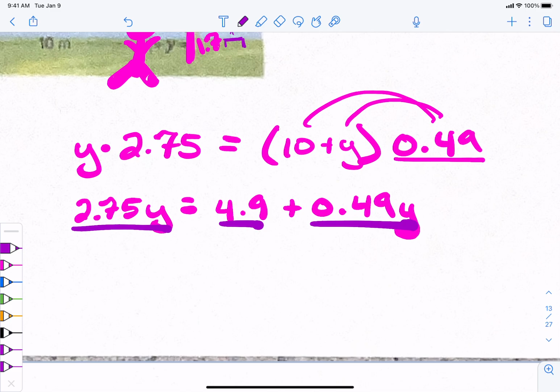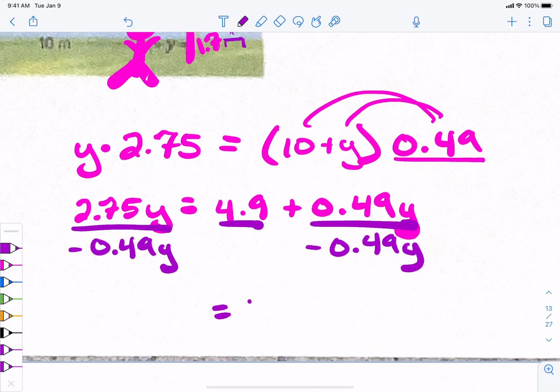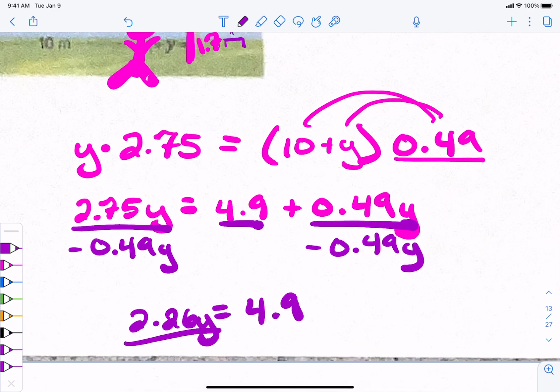Subtract that one, and then 0.49Y. 4.9 goes here. 2.75Y minus 0.49Y is 2.26Y. And now divide, and oh, I forgot my Y. And divide by 2.26.